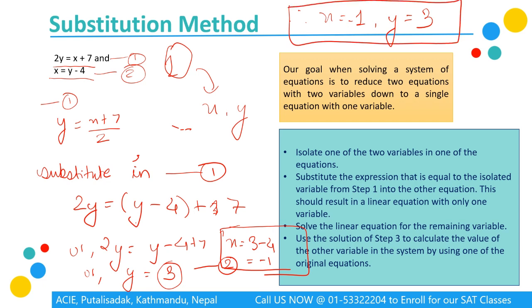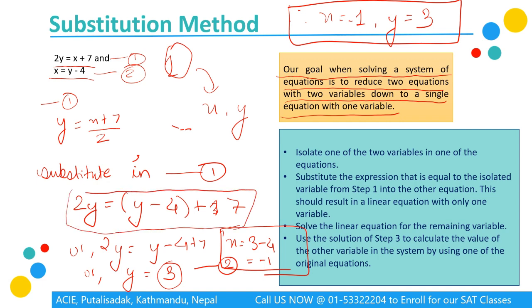So here, our goal when solving a system of equations is to reduce two equations with two variables down to a single equation with one variable. Over here, we substituted the value and kept it. Therefore, your equation became one in which there is only one variable. When there is only one variable, then we can manipulate the equation and basically get the answer of what that variable means. In this case, what does y mean, or what is the value of y?